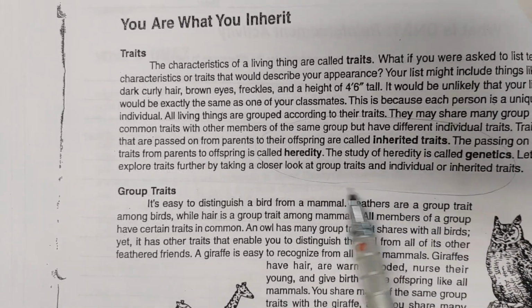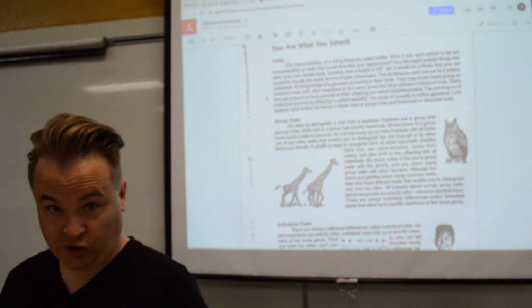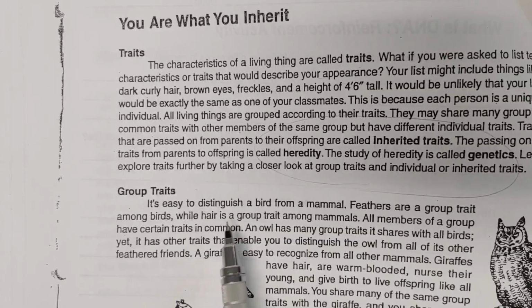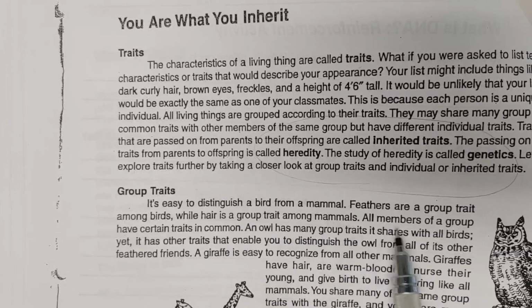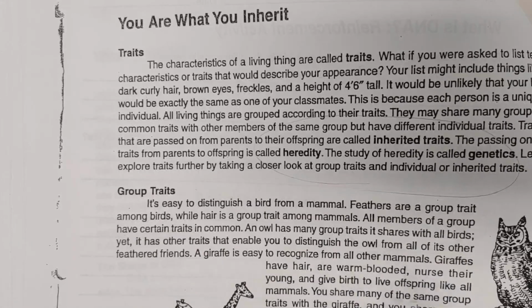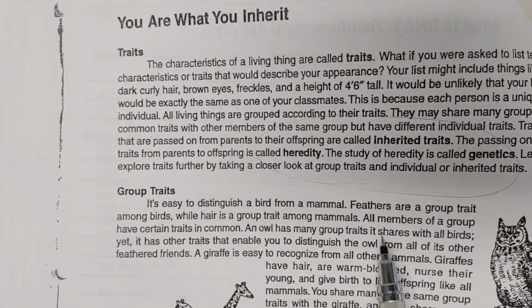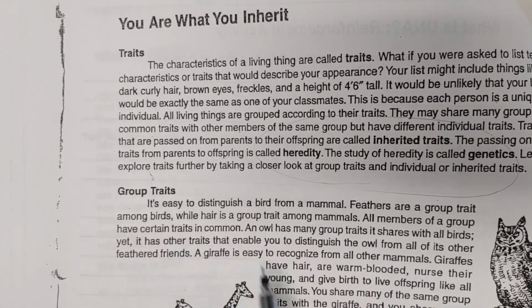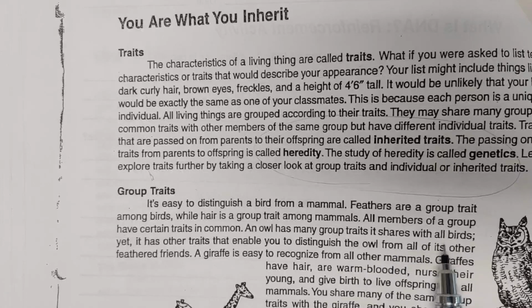There's a lot of info there. You might have to go, when you do your worksheet, and look at that section again. So group traits, this is easy, right? It's easy to distinguish a bird from a mammal. Feathers are a group trait about birds, while hair is a group trait among mammals. That makes sense. All members of a group have certain traits in common. Those are group traits, right? An owl has many group traits that it shares with all birds, yet it has other traits that enable you to distinguish an owl from its other feathered friends.